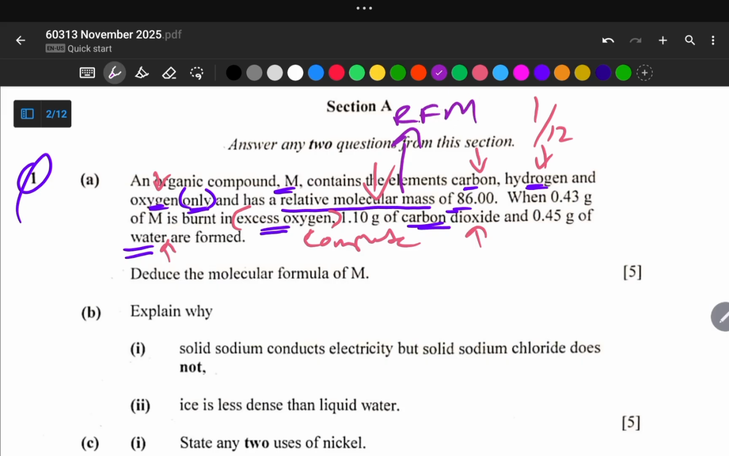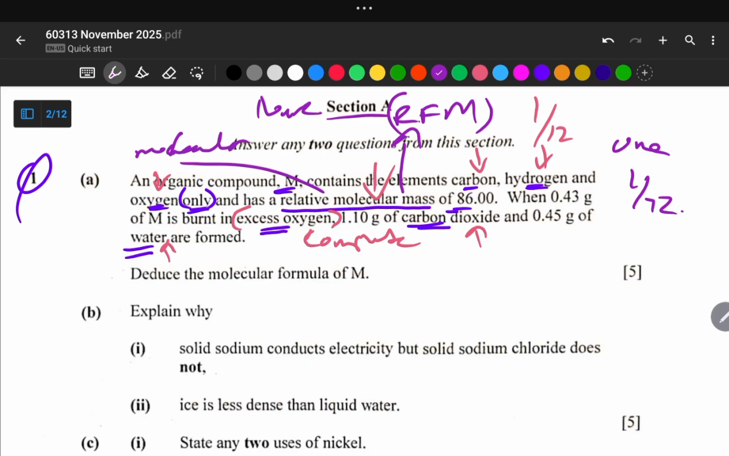So relative formula mass is defined as the average mass of one formula unit measured relative to 1/12 mass of a carbon-12 atom, right? So we have relative formula mass in ionic compounds, and relative molecular mass in covalent or molecular compounds. Are we together? So this is the difference. This one applies to ionic compounds, and this one applies to covalent compounds, right?